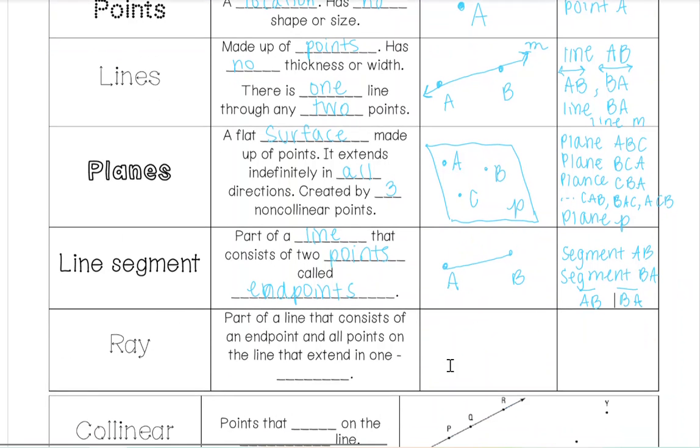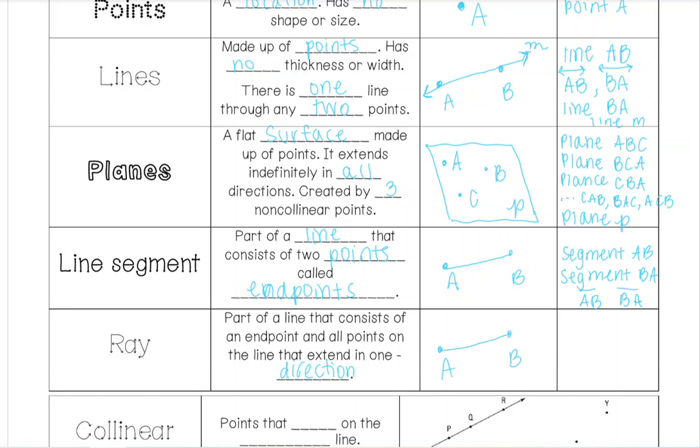The last one that we're going to define like this is a ray, and that is part of a line that consists of an endpoint and all points on the line that extend in one direction. So what that's going to look like is I could have point A and I could have point B.